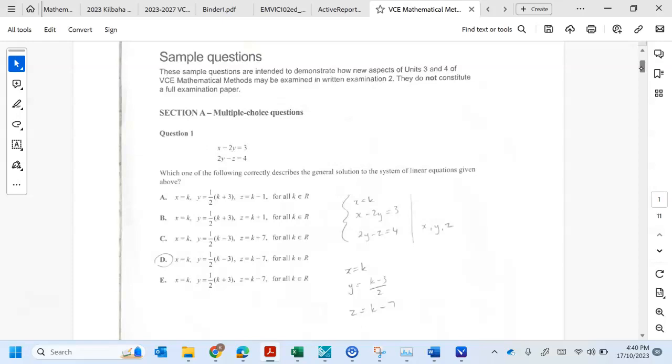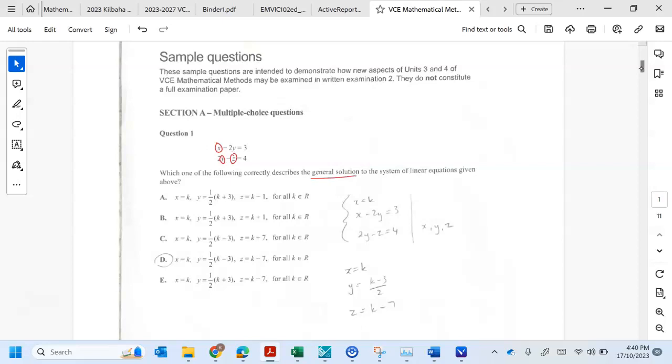So question number 1, we've got 2 equations there. Which one of the following correctly describes the general solution to the system of linear equations above? When you're solving equations, the number of unknowns you have is how many equations you need. In this question, we've got x, y, and a z. It's a little bit faint, but you should have the questions in front of you anyway. To solve for x, y, and z, we would need 3 equations, but here we've only got 2, so that's why we have a general solution.